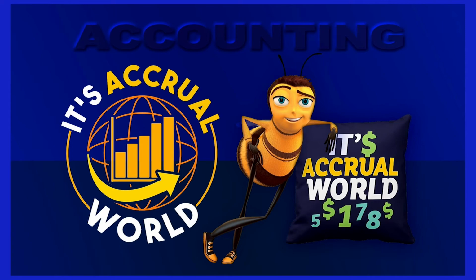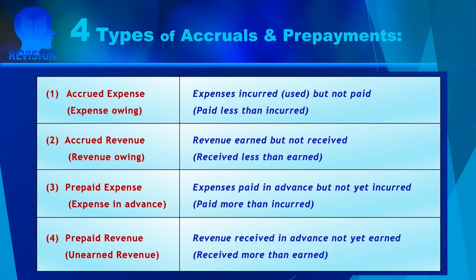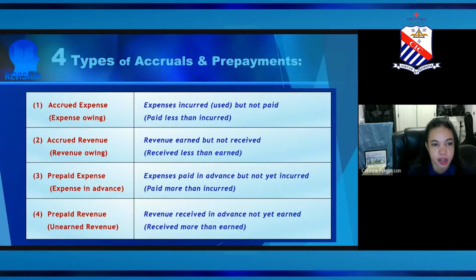So if you remember from last week, we had 4 types of accruals and prepayments. We had the accrued expense, accrued revenue, prepaid expense, and prepaid revenue. And the accruals was when the amount paid or received was less than the amount incurred or earned.